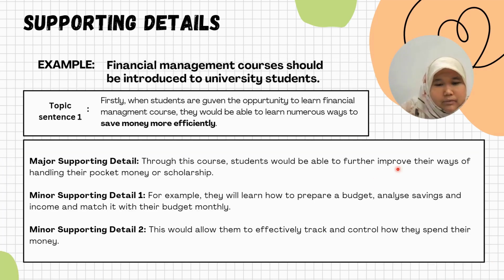Let's look at an example. The topic is just the same as the topic sentence. For example, the point is save money more efficiently. How do you elaborate it? For the major, it just elaborates more: through this course, students will be able to further improve their ways of handling their pocket money or scholarship. Just elaborate the point. Then for the minor supporting detail, you give an example, like how it would allow them to effectively track their money. So this is basically it.